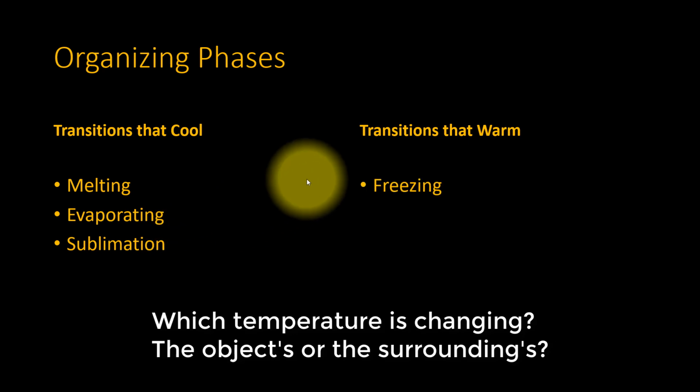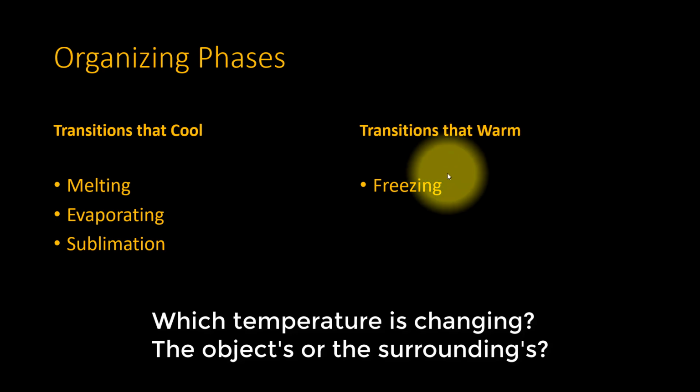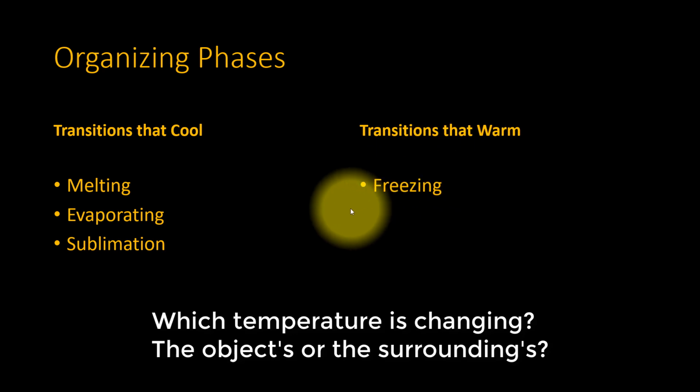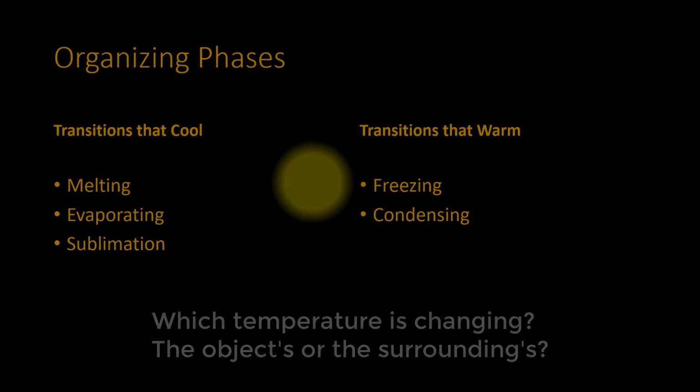Transitions that warm the environment. When we freeze something, it takes work to get from a liquid phase down to molecules being held more closely together in a solid phase. So the object is cooling down, but that requires an input of energy from the environment, which is why we say that freezing will warm the environment slightly even as it cools the object. And again, the same thing for condensation, going from a gas down to a liquid.